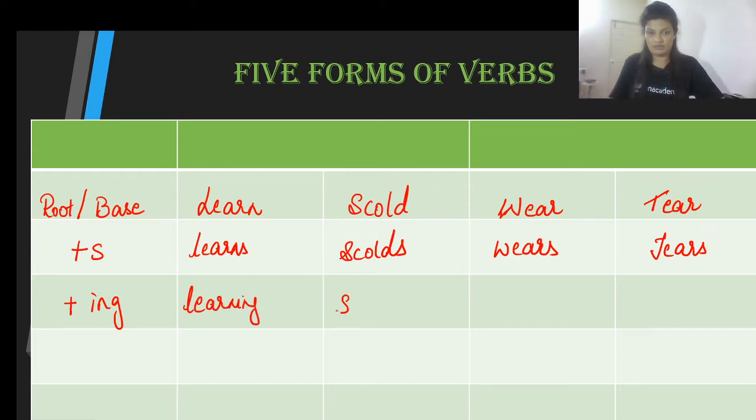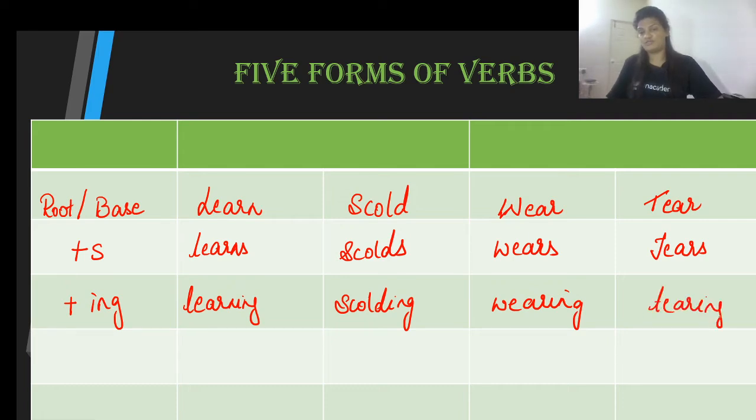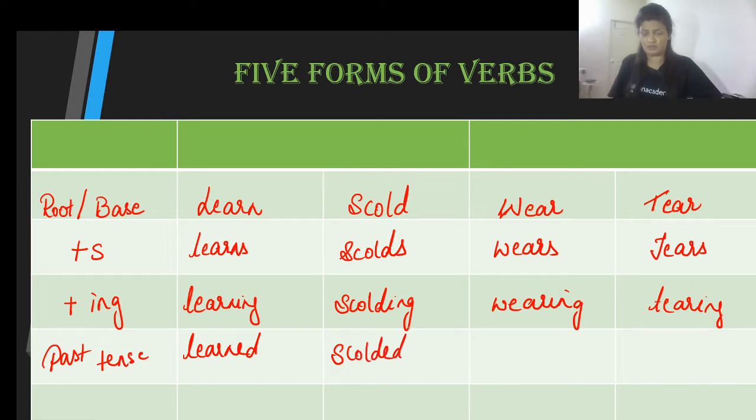When you add the ing form to these base forms, they convert into ing forms like this: learning, scolding, wearing, or tearing. The past tense is the next form. The past tense of learn is learned. Scold is scolded. And the past tense of wear is wore. And the past tense of tear is tore.